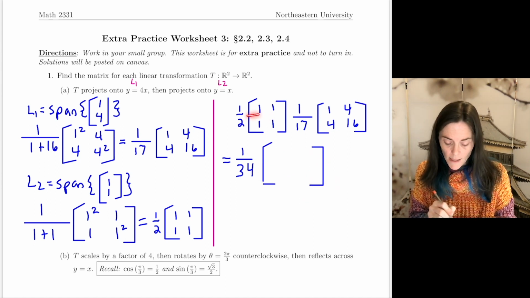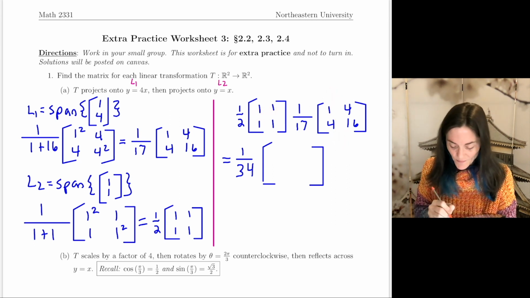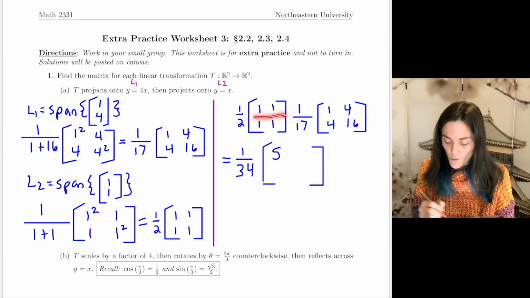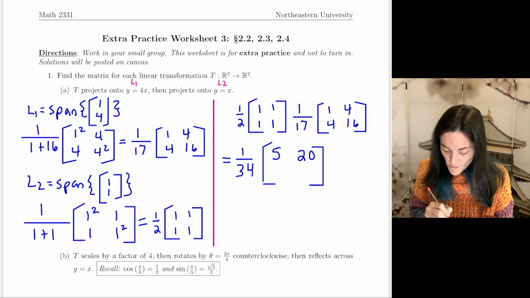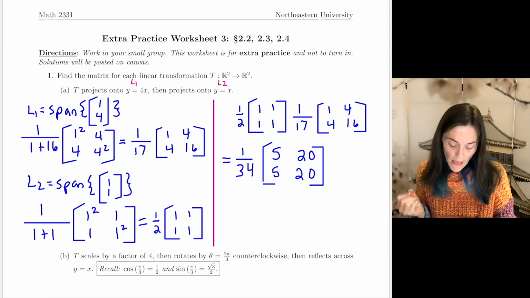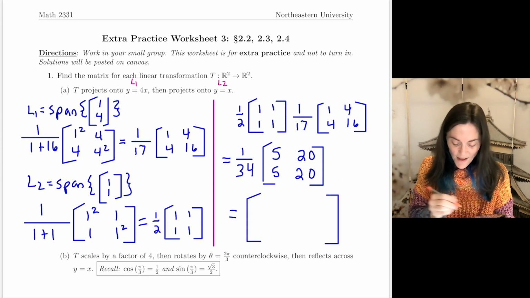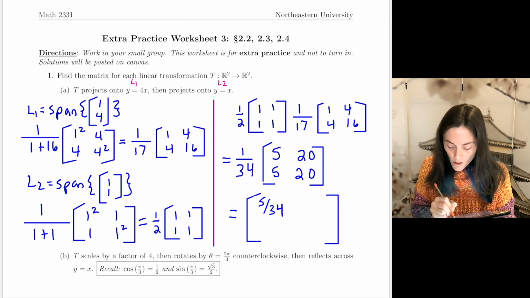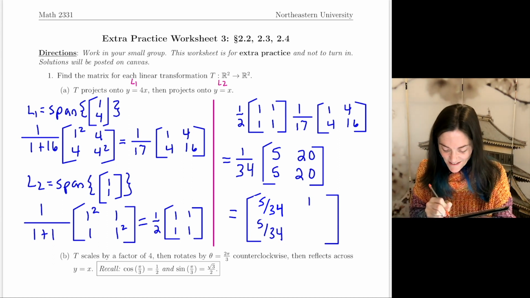And they are, let's see, we take (1, 1) dotted with (1, 4), we get 5. Then (1, 1) dotted here, we get 16 plus 4, which is 20. So this is also this row. This is fine as a final answer. Maybe I will go ahead and pull the constant inside just because I can. I get 5 over 34, 5 over 34. And then this other column will be 10 over 17 and 10 over 17.